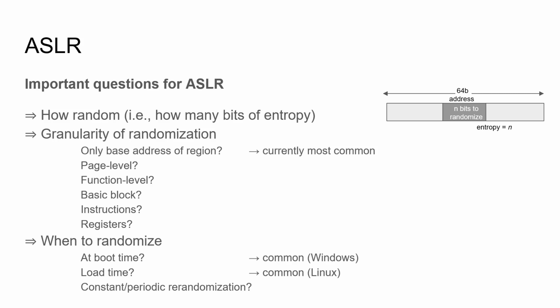Okay, so there are all sorts of choices that we have to make in terms of the granularity of the randomization. The other choice that we should make is, when do we randomize? So some systems, for instance Windows, randomize at boot time. Other systems, this is at load time. This is common in Linux, right? But we can do something more aggressive than that if we want to, right? For instance, we could do periodic re-randomization or constant re-randomization. So these are 3 important questions that we need to answer when we talk about address space layout randomization. How much entropy do we provide? What is the granularity of randomization? And when do we randomize?